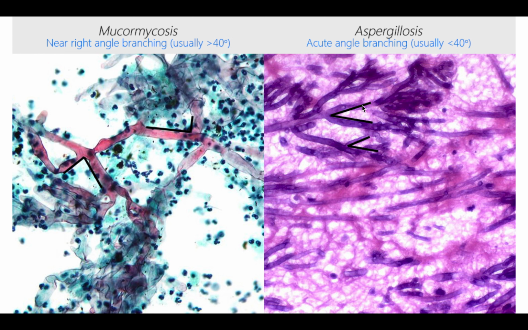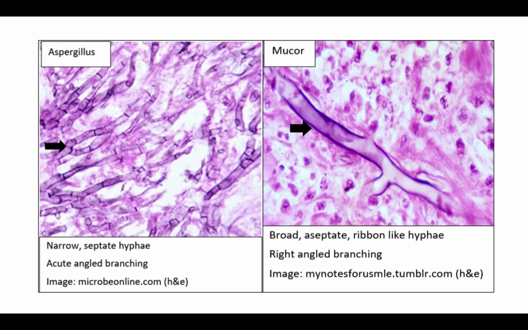So with Aspergillus, you're going to have these pretty regular acute angle branches at about 30 degrees. Whereas with Mucor, it's more irregular. The branches are usually going to be at more than 40 degrees and even has these characteristic 90-degree branches of the hyphae. So they can look really similar at first, but it's actually pretty easy to tell them apart.